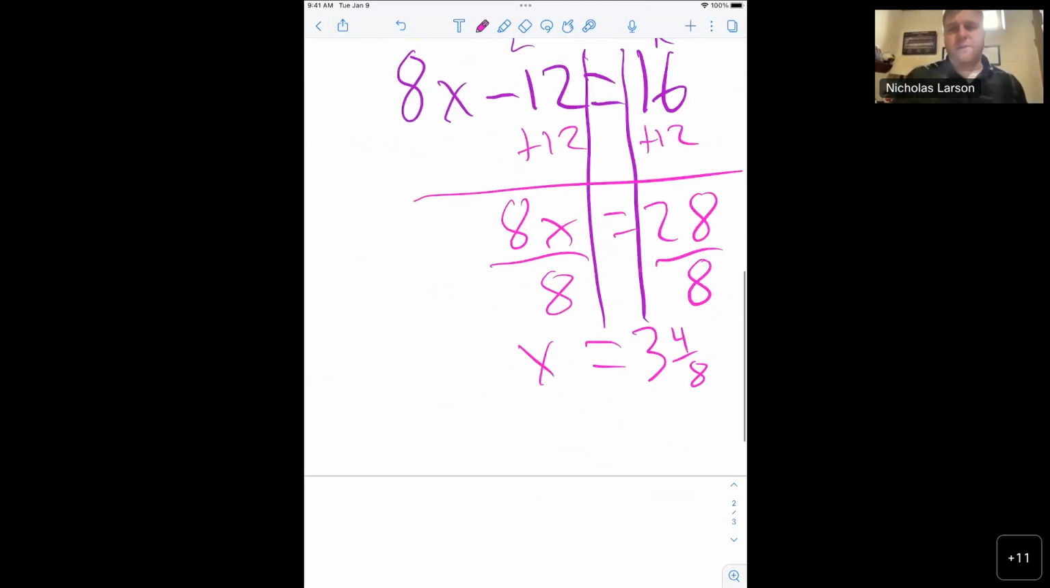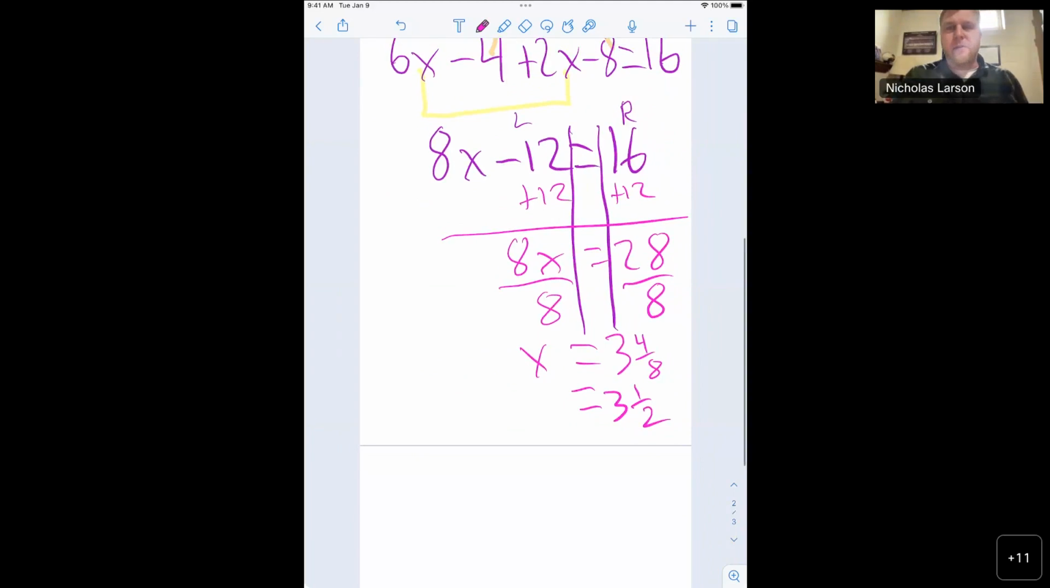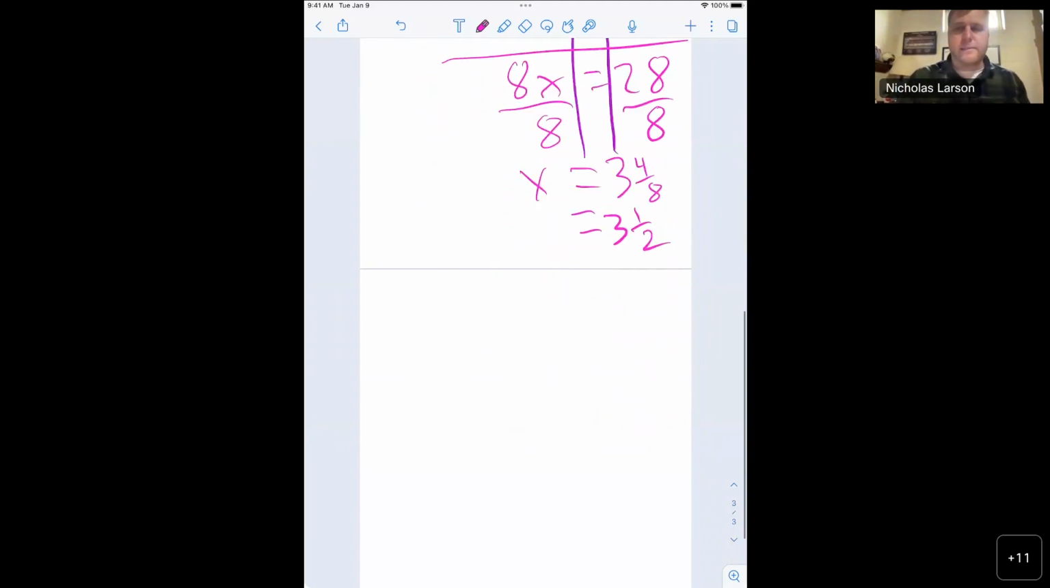How can I reduce 4/8? What's a simplified way to say 4/8? 3.5. 3 1/2. Awesome. I've got one more example to show you, and then we will get into our practice.